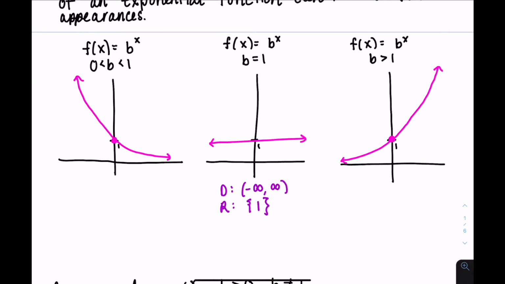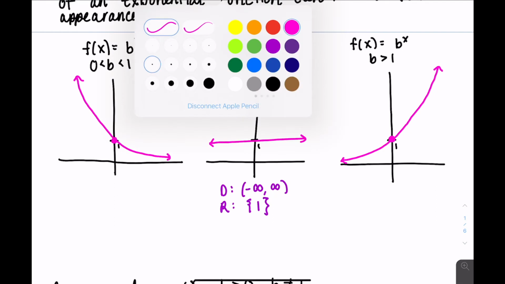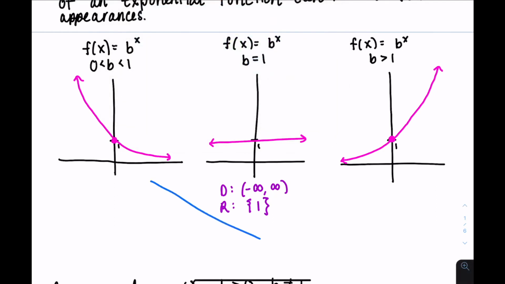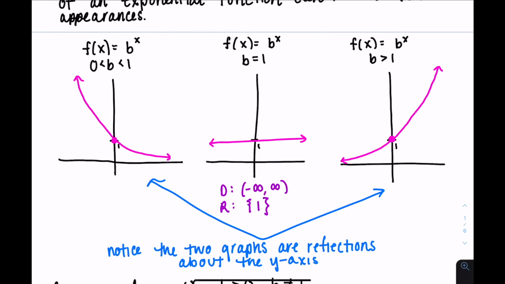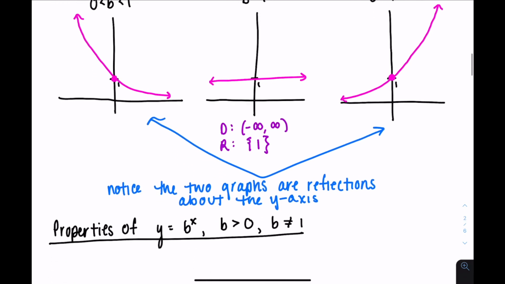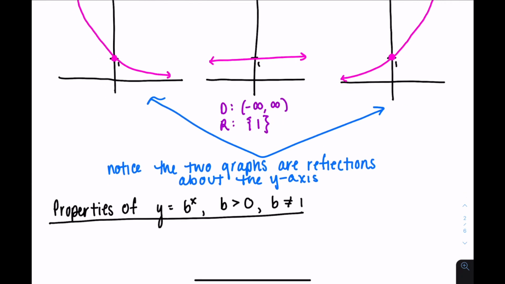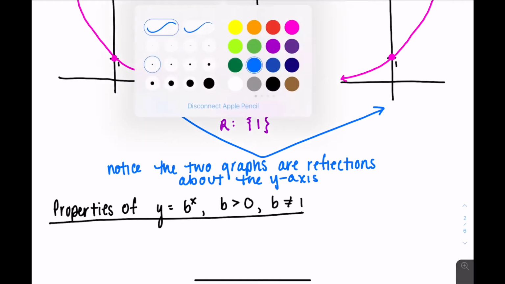So here, one thing you want to notice about these two particular graphs is they're really just reflections of each other about the y-axis. So that's a nice thing about these two. And then properties for all of our exponential functions, excluding that one weird case, we have the same type of domain, range, and asymptotes that go on.